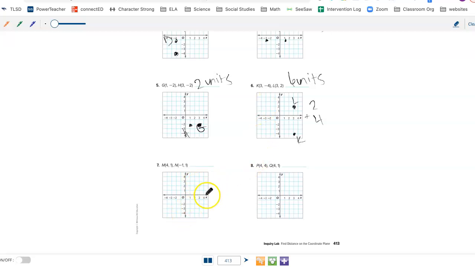7, 4, 1 is M. So here's M. And N is at -1, 1. So this is 1 unit away from 0, and this is 4 units. So what's 1 plus 4? 5 units. And P is 4, 4. Q is 4, 1. What's the distance between 4 and 1, or what is 4 minus 1? That's 3 units. Or you can count 1, 2, 3 just to double check. So hopefully you have those correct.